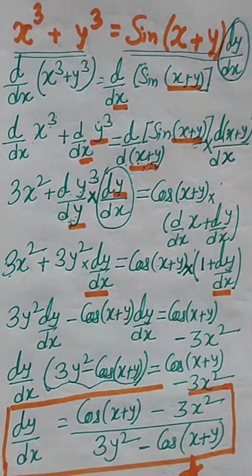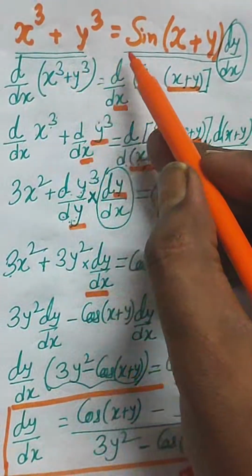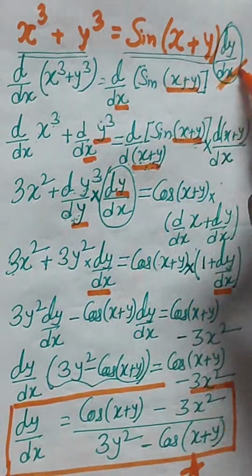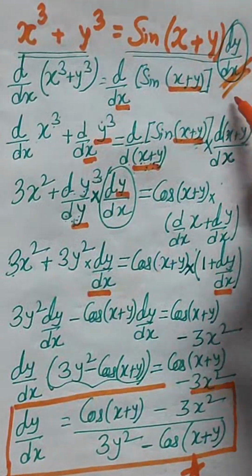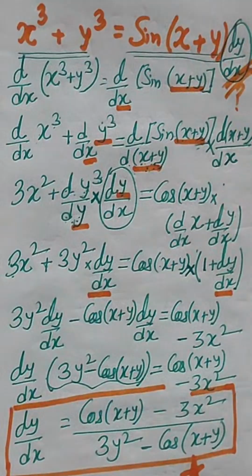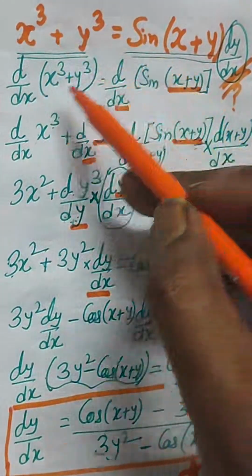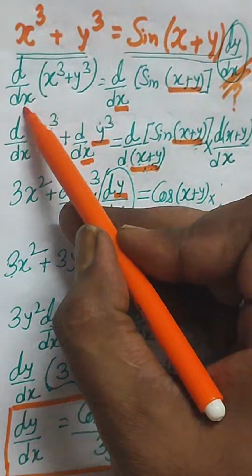Since we have been given x cube plus y cube equal to sin(x + y), we need to find dy by dx. This one needs to be calculated. What is the value of dy by dx? So what we did, we just differentiated both the LHS and RHS with respect to x. You can see here.